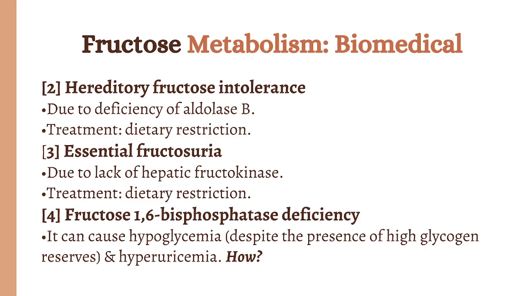We have three more disorders that are related to fructose metabolism, which are hereditary fructose intolerance due to deficiency of aldolase B, and essential fructosuria, that is, we find fructose in urine due to deficiency of hepatic fructokinase. Both conditions are treated by restricting fructose in the diet. A fourth disorder is fructose 1,6-bisphosphatase deficiency. It can cause hypoglycemia as well as hyperuricemia. And I would like you to look into why this deficiency can result in hypoglycemia despite the presence of high glycogen reserves, and hyperuricemia as well. This is for you to find out.